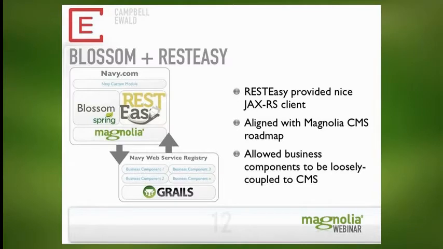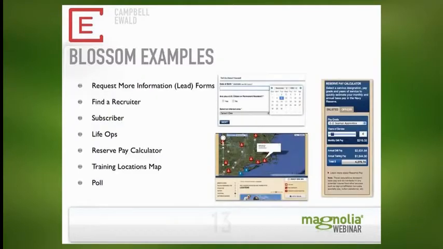So here's some examples of where we're using Blossom. We have a request more information form, which is basically our lead forms for all of our potential recruits. Find a recruiter lets site visitors find the nearest recruiter based on their zip code. We have a subscriber service, which allows them to subscribe to newsletters.